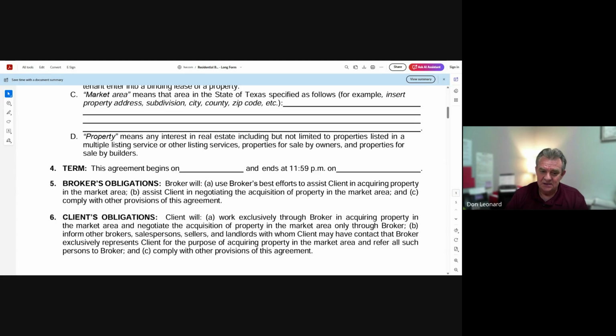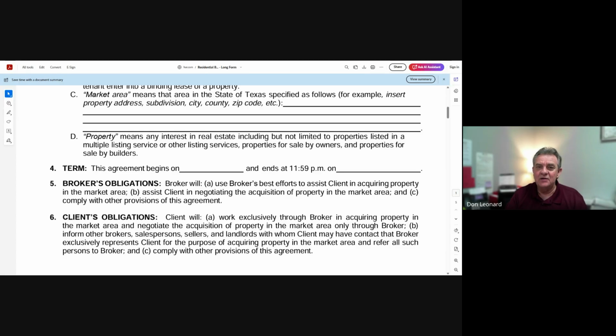Client's obligations: work exclusively through the broker in acquiring property, and inform other brokers, salespersons, sellers, and landlords with whom the client may have contact that the broker exclusively represents the client for the purpose of acquiring property. This might be a good one to actually go over with the buyer to make sure they understand what the expectations are. What does this tell them? You are tied to me. Don't get tied to somebody else, not while you're still tied to me.